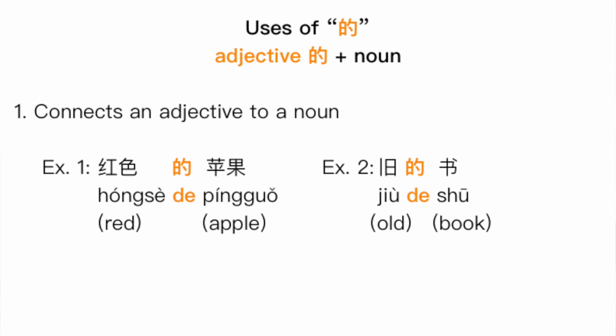So what is this noun like? What color is it? What type is it? These are all things we can connect to a noun, right? These two examples here, we can connect the color red to apple. So now with this de here, 红色的苹果, we now have a red apple. Another example here, we have the adjective for old. We're connecting that to a noun, a book. 旧的书. So you can see how this de connects an adjective to a noun.